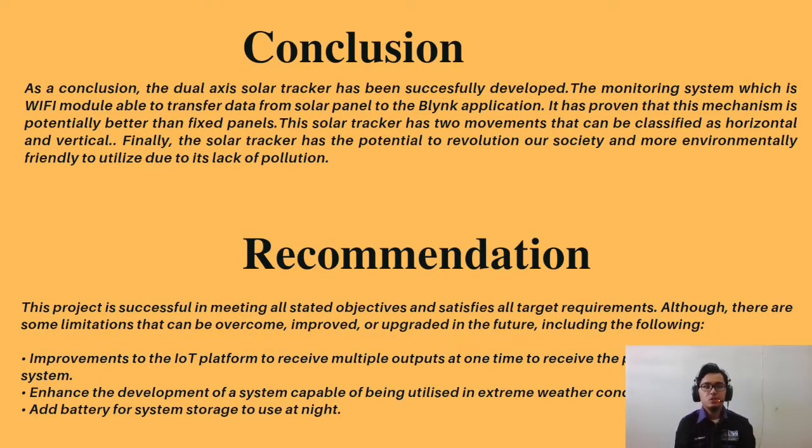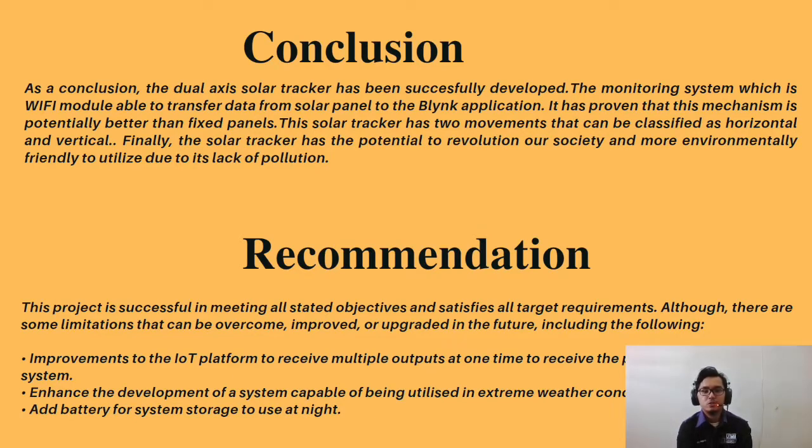As a conclusion, the dual axis solar tracker has been successfully developed. The monitoring system, which is a Wi-Fi module, is able to transfer data from the solar panel to the Blynk application. It has proven that this mechanism is potentially better than fixed solar panels. This solar tracker has two movements, classified as horizontal and vertical axis. Finally, the solar tracker has the potential to revolutionize our society and is more environmentally friendly to utilize due to its lack of pollution.